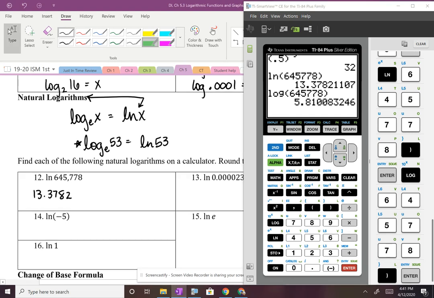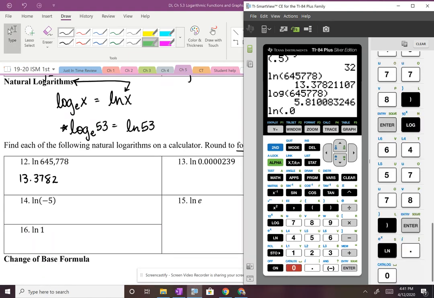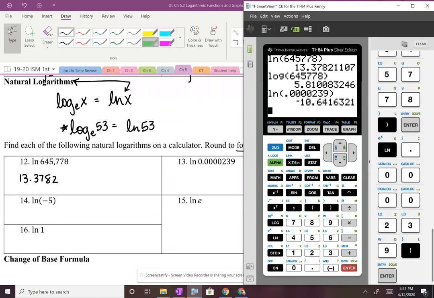So again, number 13 says find the ln of 0.000040239. Close my parentheses. This is a negative 10.641. The 3 does not round the 6 up. So there's a 6 at the end.